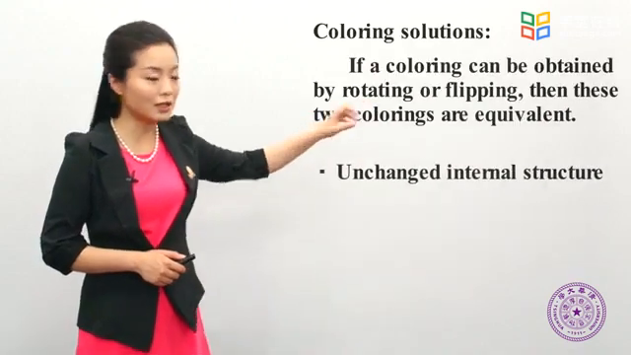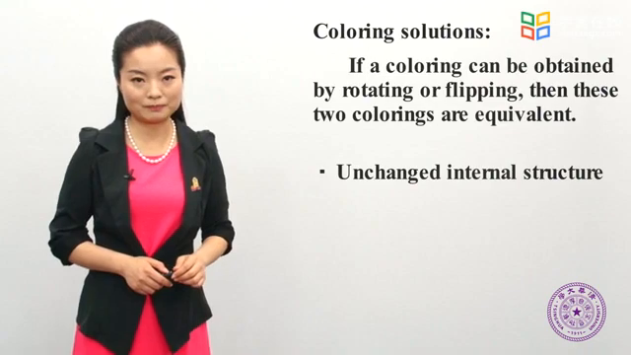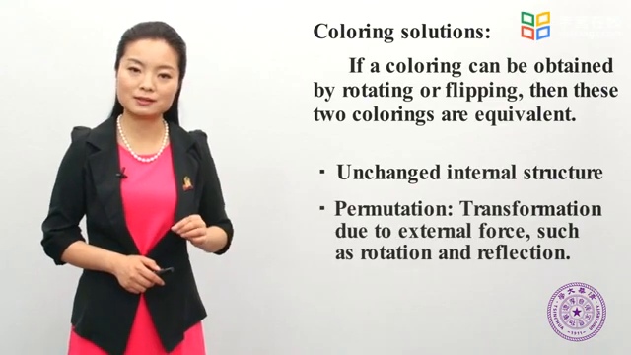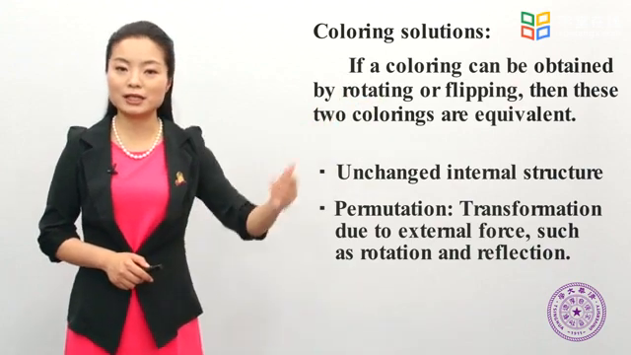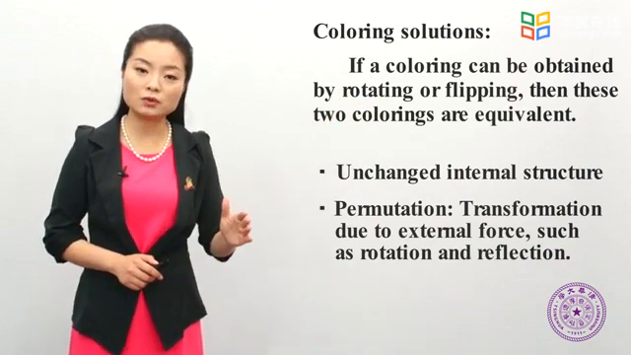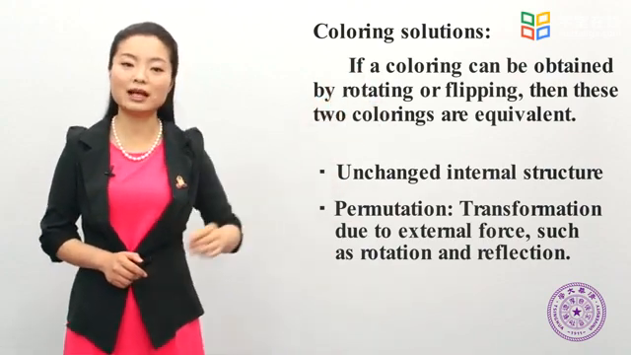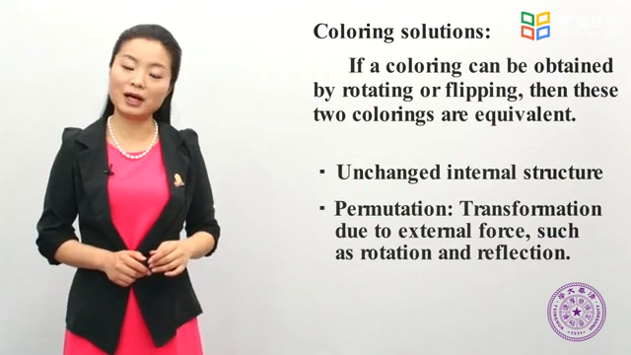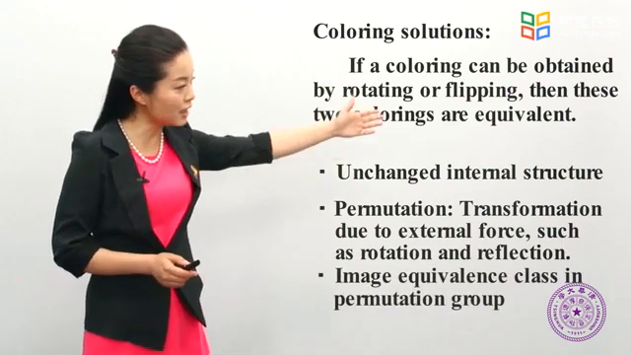First, after the rotation, its internal structure remains unchanged. The so-called permutation is, for example, a 90 degree rotation or a 180 degree rotation. It is considered a permutation. Through a permutation, an image will change to another image. So what we are currently studying should be the permutation group.